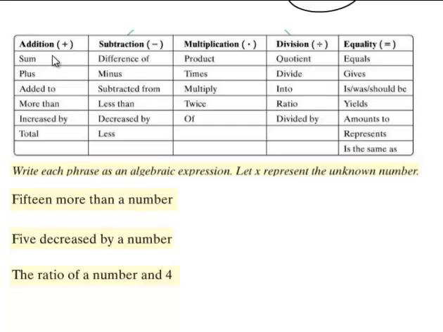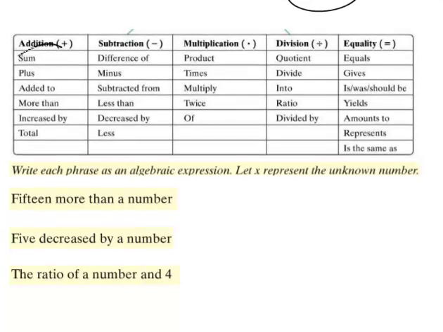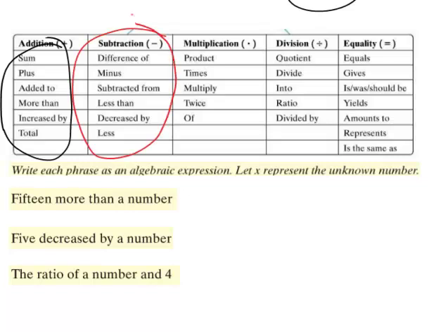All right, so the next part of 8.2, we have this table here. And this table is giving me all the words that mean either add, subtract, multiply, divide, or gives me the equal sign. So I want you to sort of take a look here. These are all the words that mean to add. So sum, plus, added to, more than, increase by, and total. These are all the words here that mean to subtract. So the difference of, minus, subtracted from, less than, decrease by, or less.